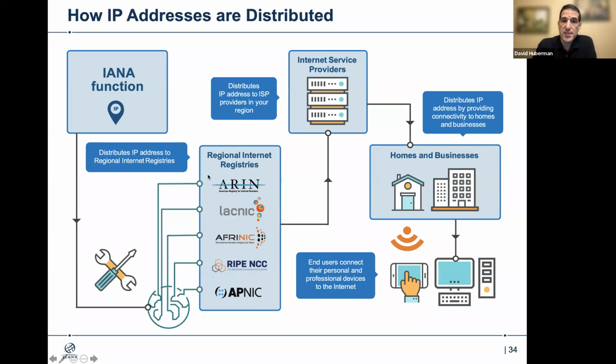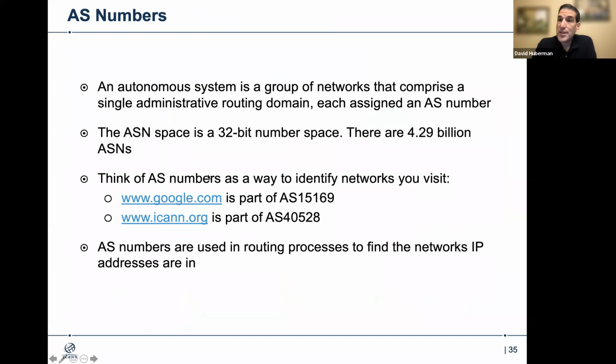It's not just IP addresses though. It's also autonomous system numbers. AS numbers are just as important as IP addresses because it's AS numbers that define for BGP where the IP addresses are found, which routing domain, which network these IP addresses are found in. There are 4.2 billion AS numbers, from AS0 to AS 4.29 billion.